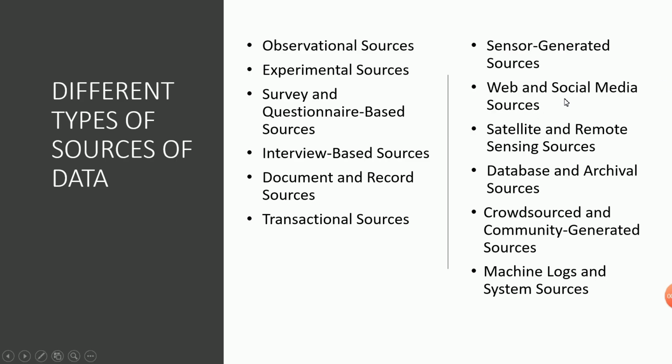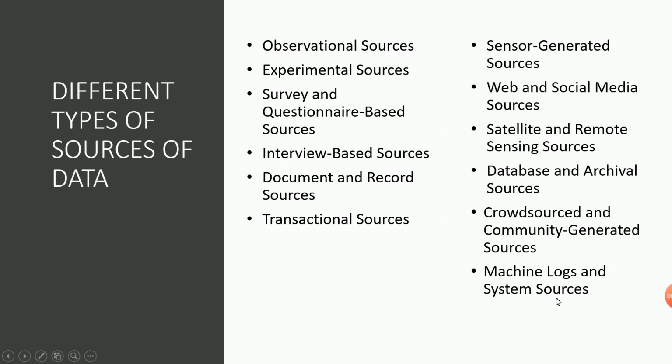Next, web and social media sources, where we collect data from Facebook, WhatsApp and all those things. Next, satellite and remote sensing sources, like GPS. And then database and archival sources. See here, document and record, and here database and archival. This is physical format, this is digital format, but both are document records only. Next, crowdsourced and community generated sources, where we are getting data from a group of people, or some people are voluntarily presenting their own data.